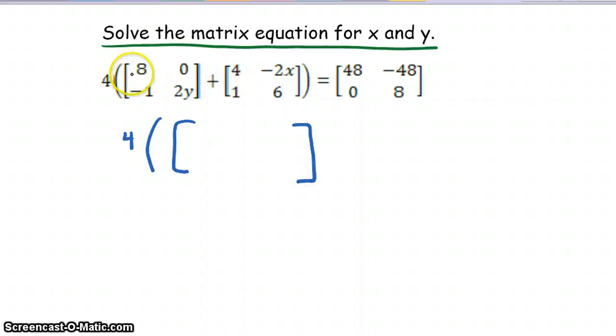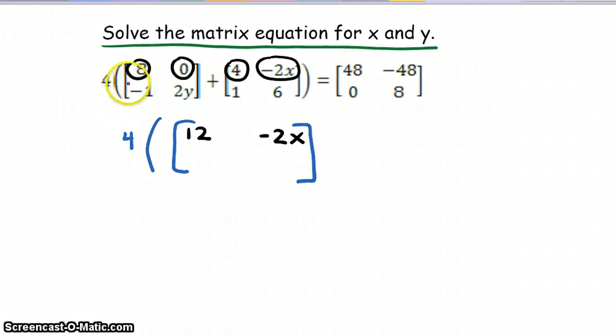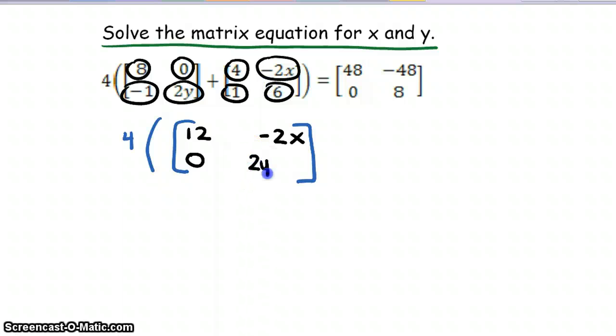So 8 plus 4 is 12. 0 plus negative 2x is just negative 2x. It's okay to have x's in your answer. Negative 1 plus 1 is 0. And 2y plus 6 is 2y plus 6. Since they're not like terms, we're not going to add them. And I'm going to close that parentheses, and it equals the matrix that we see on the right side.